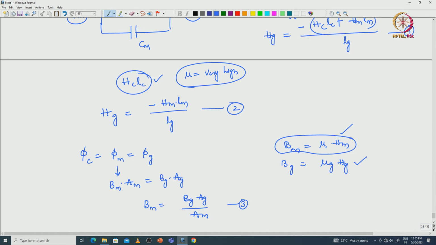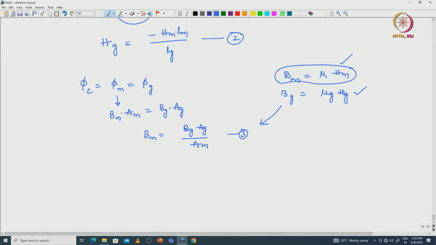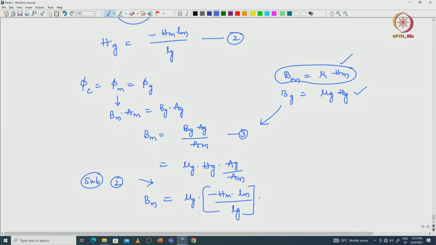If we substitute that term in equation number 3, then we will see mu g into Hg into Ag divided by Am. Here the Hg value we have to get from equation 2. Substituting equation number 2, the flux density with respect to the magnet is equal to mu g into minus Hm into Lm divided by the length of the air gap into Ag by Am.